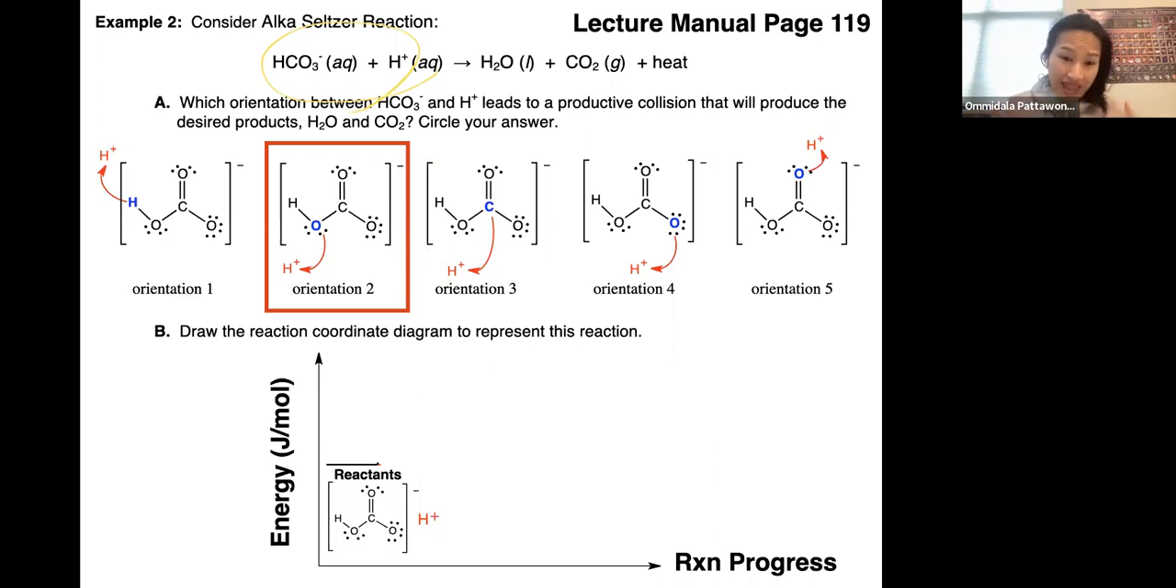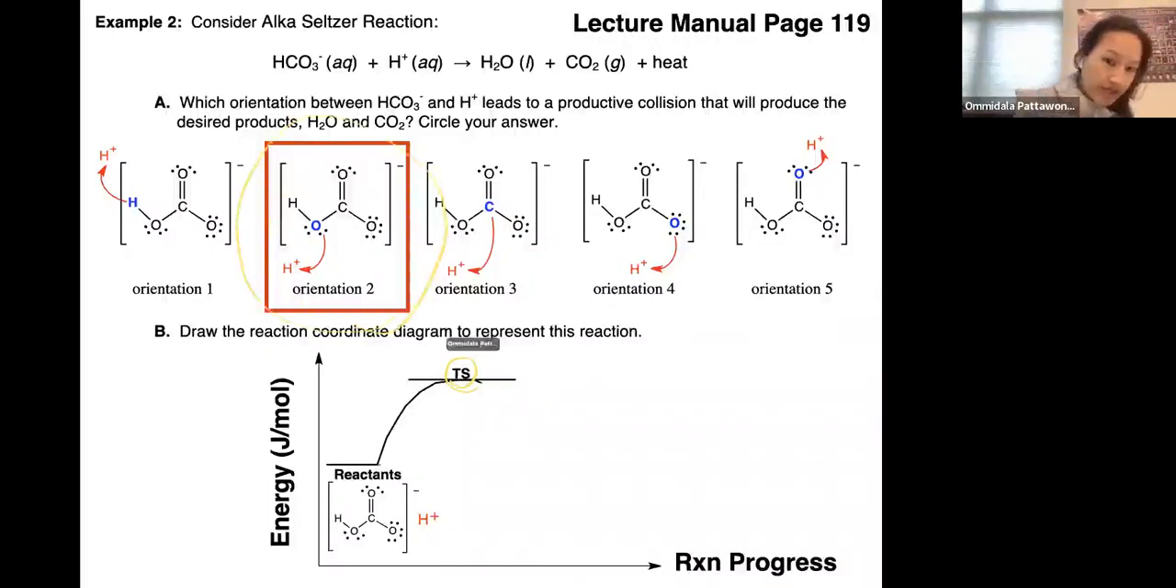Now they need to collide with sufficient energy. That means they need to go up to a certain amount of activation barrier. They need to go all the way to achieve that activation barrier, and they have to collide with proper orientation. The transition state right here is what we refer to as orientation 2. This transition state, or the proper orientation, is this one right here.